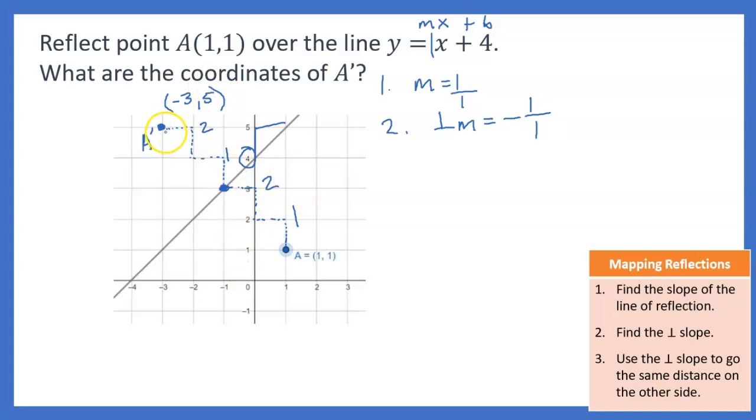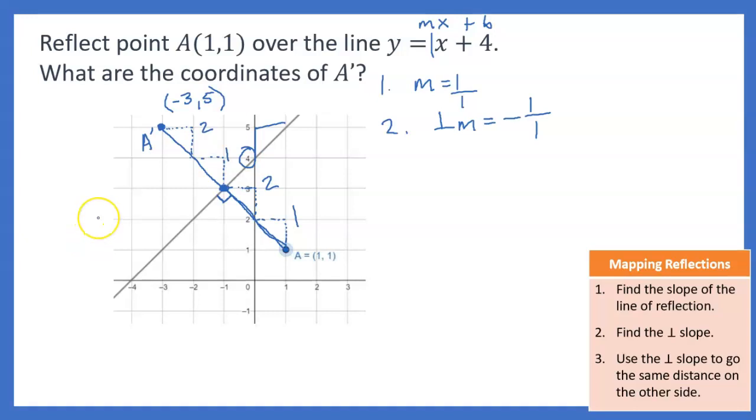Notice if we draw this perpendicular line here, if we draw this line that goes from A to A prime, it is in fact perpendicular to that line of reflection. We confirmed that would be the case by following these steps, finding the slope and then finding the perpendicular slope. So that's an example of how we find the reflection of a particular point over a line.